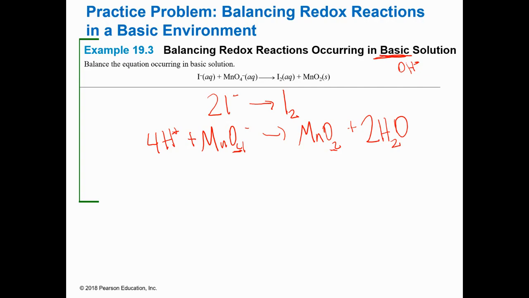Now, once all of my elements are equal, I need to balance my charge. So I've got 2 minus on my iodine ion side and 0. So I need to add 2 electrons over here to get it down to 0.